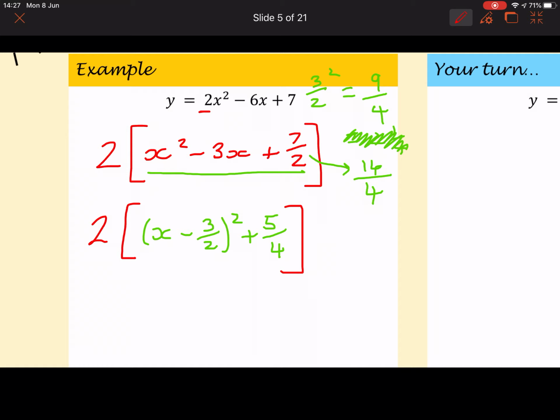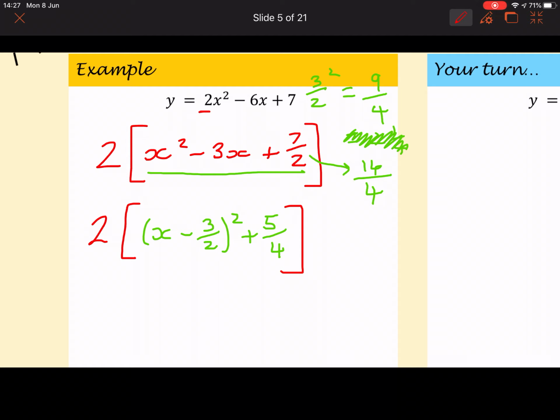Just take a minute to see what I've done there. So just like normal, 3 over 2, we squared it, we got 9 over 4. I had to get that somehow to 7 over 2, so we made that over 4 so I could compare it. Now we haven't quite finished our question because we've still got this 2 outside our square brackets. So all we have to do now is multiply it back in.